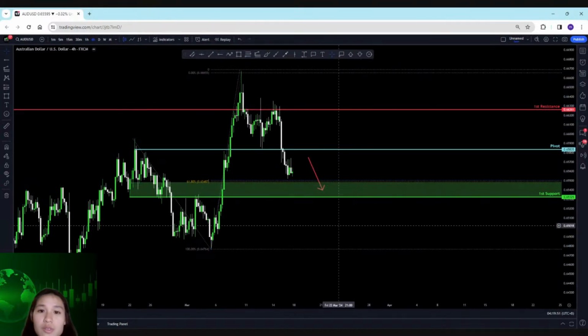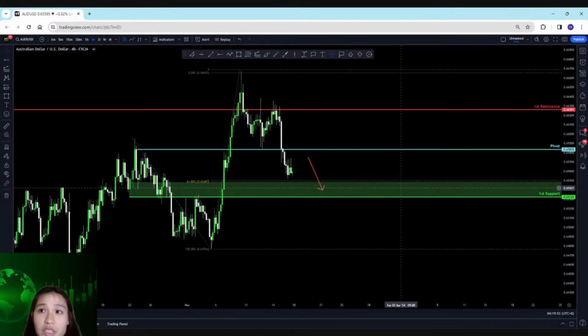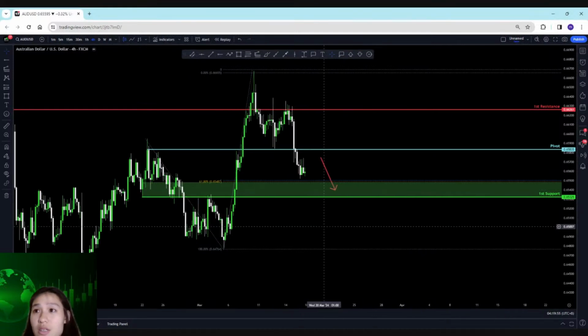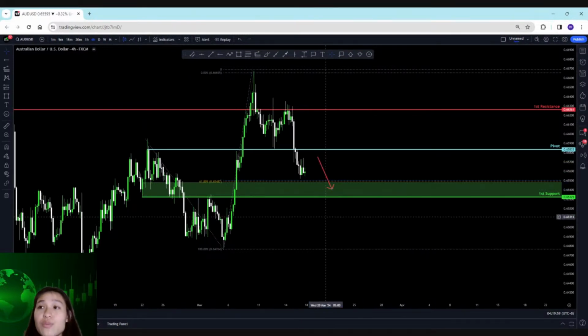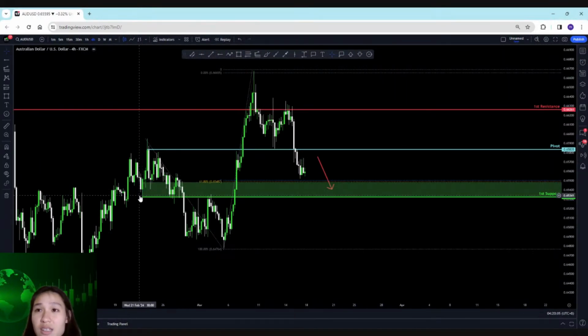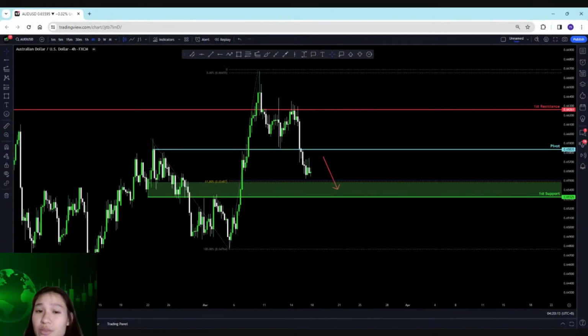When you have two or more Fibonacci levels lining up, it's considered a Fibonacci confluence area, and price is more likely to be attracted to those areas. So that's why I've highlighted this entire area, so that we can see whether price is going to continue in this downtrend towards our first support.